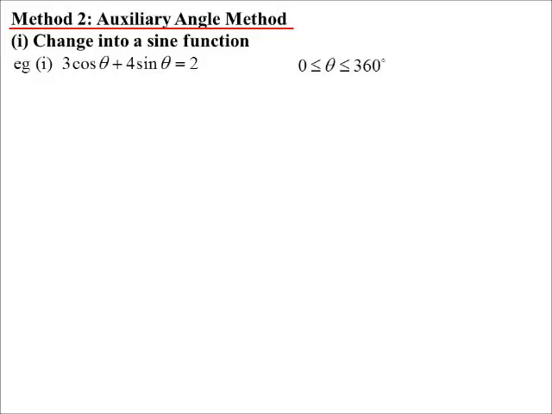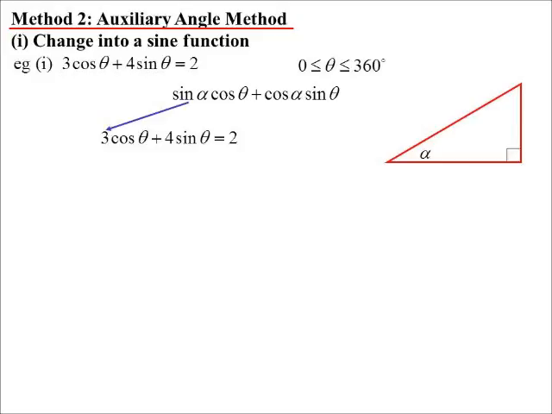Okay. Same equation. 3 cos theta plus 4 sin theta equals 2. Sine cos, cos sine. So when I look at this, it's in the form something cos, something sine. Sine cos, cos sine. Well, if I've got the cos theta, 3 must somehow link with the sine alpha. And 4 must somehow link with the cos alpha.